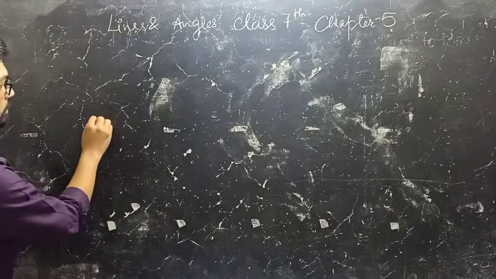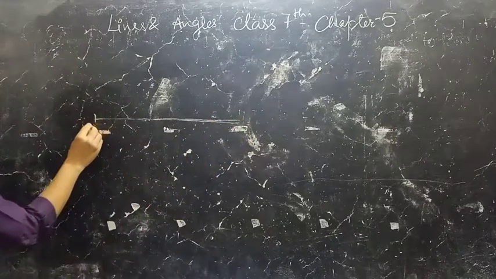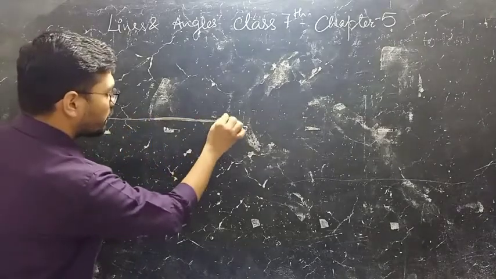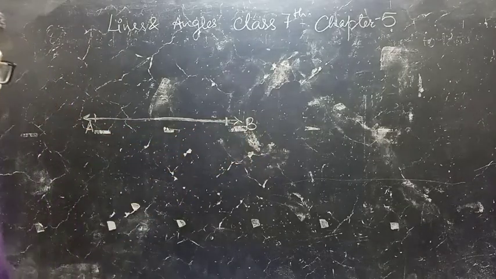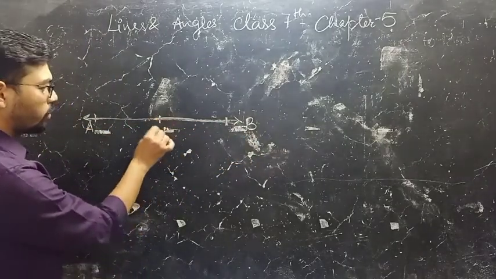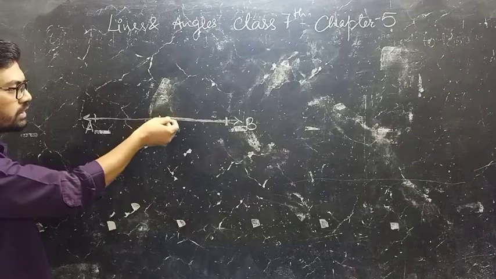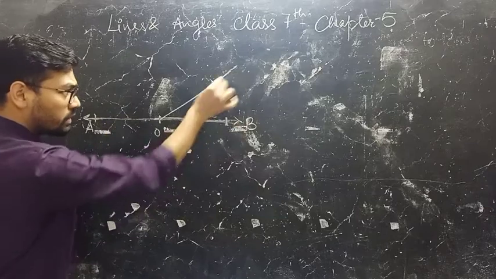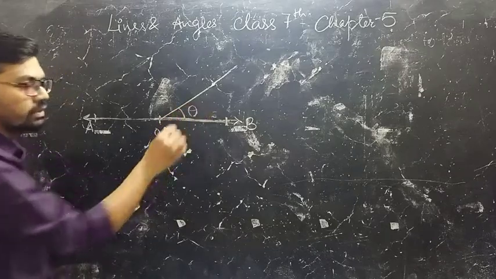Now we will start with a line. So if I draw a line here, this is the line segment. Let's say this is point A, this is the line segment, and let's say this is point B. So this is the line segment AB, okay? Let's say this is the center O, okay? And if I incline any other line on this, so this is a line, this is also a line. If I incline this line on this line at an angle theta, this will make an angle.